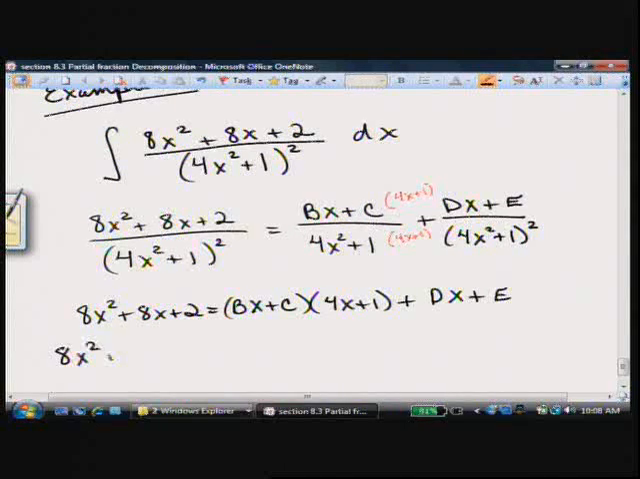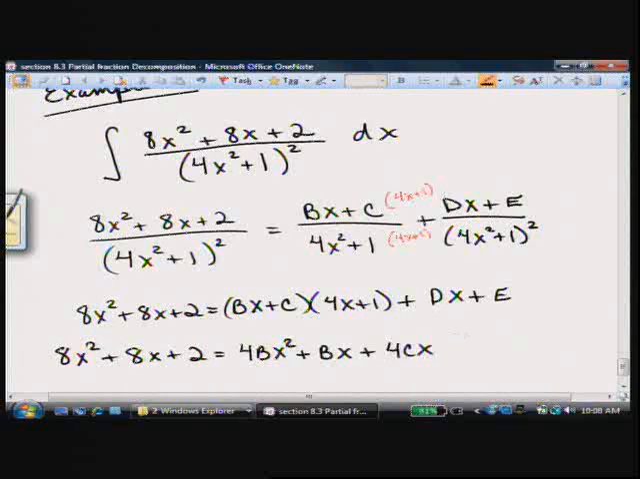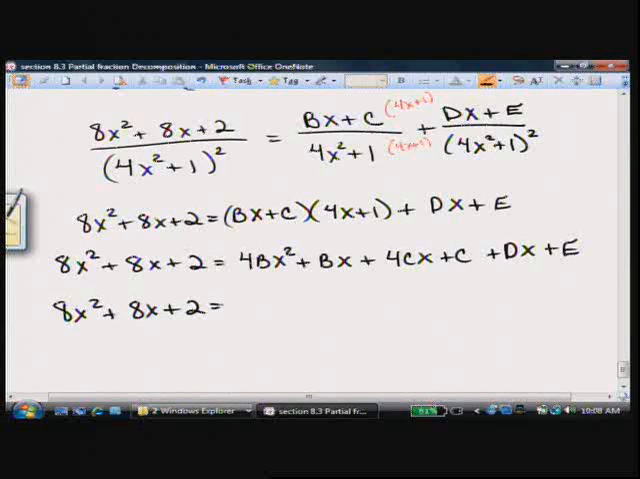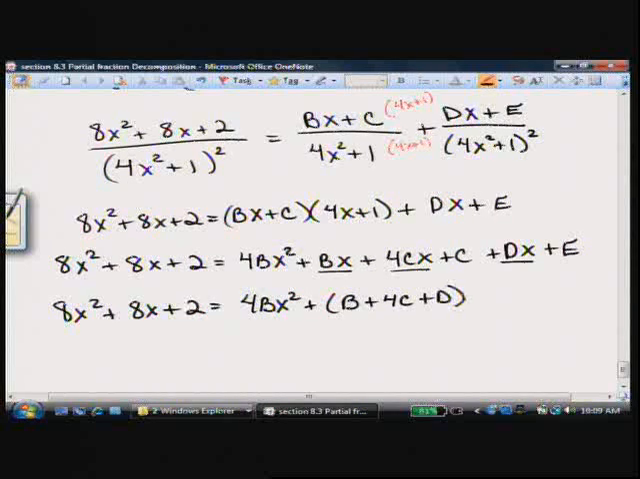All right. Then you're going to multiply this bad boy out. And you're going to have 4bx squared plus bx plus 4cx plus c plus dx plus e. Okay? And then you're going to group the things that are the same. So the 4bx squared is just going to hang out by itself. But you got a bx, a 4cx, and a dx. So you have b plus 4c plus d. Those all are for the x. And then you have c plus e.